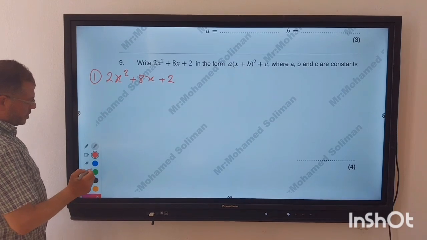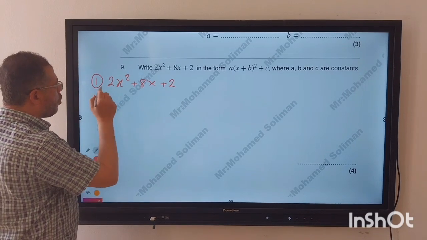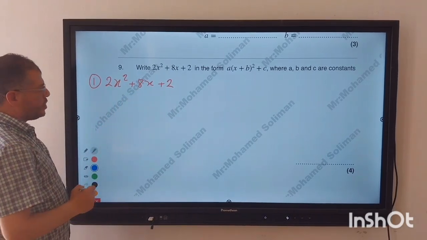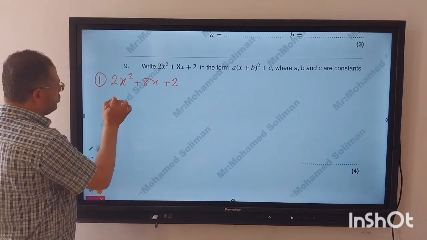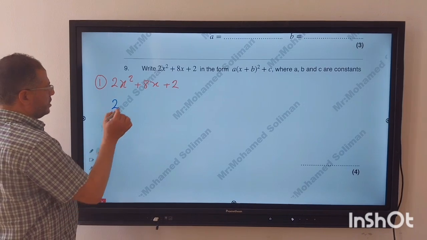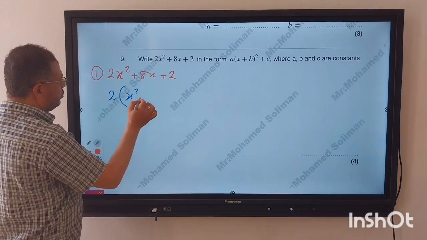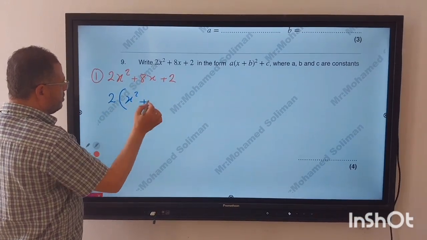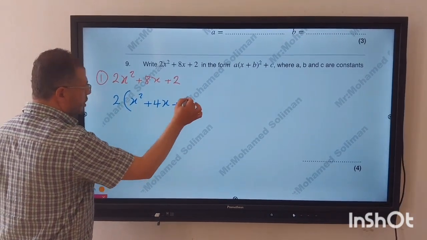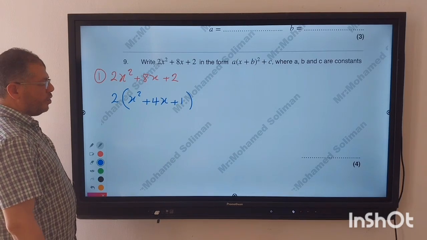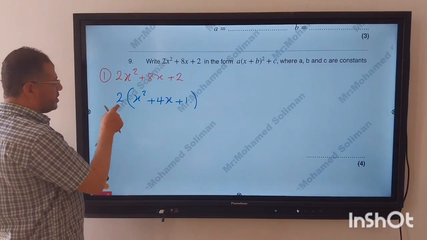In this case, we will take the common factor of all the terms of this quadratic equation. What is the common factor here? The common factor here is 2. So what shall we do? We will have 2 here as a common factor outside. Then open bracket. What is the rest here? It will be x power of 2 plus 8x divided by 2 equals 4x, plus 2 divided by 2 equals what? Equals 1.